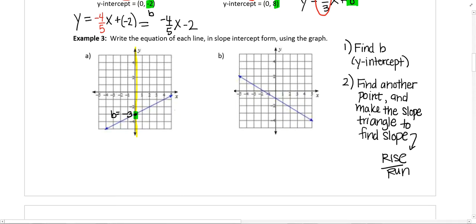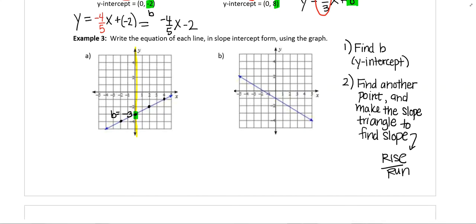Okay, so in our example here, another nice point might be right here, which is at -2, or even here, or here. There's lots of nice points. So when I say nice points, I mean points that are going to be integer numbers. So anything in the middle of the box is not a nice point.